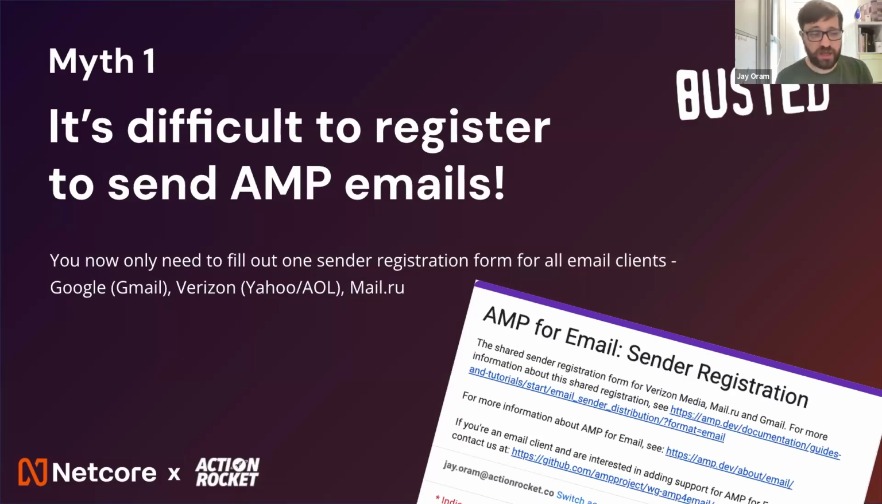Whereas now there's one form, and we'll share the link in the chat to that form, or you can just search for it and you fill it out. You send an email to the email addresses that are on there for the different email clients, and then you get a result back pretty quick. So we've had people sign up and within 2 or 3 weeks, they're registered and ready to go. And yeah, it's just so much easier now to sign up than it ever was before. You just need an example AMP email that will work and then fill out this one registration form and you're done.